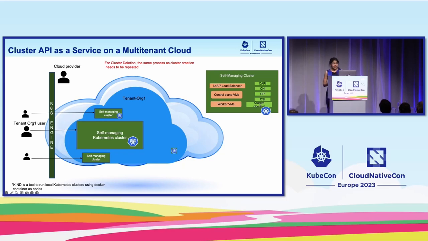Another point here is that for cluster deletion, the same process as cluster creation needs to be repeated. As in, the creation of the bootstrap cluster and moving the records, so this time around, we need to move the records back from child to the parent. The reason being, the cluster cannot delete itself in a clean manner. So if a user directly issues a delete command to the self-managing cluster, then things may not work properly. So that's why we have opted for this option.